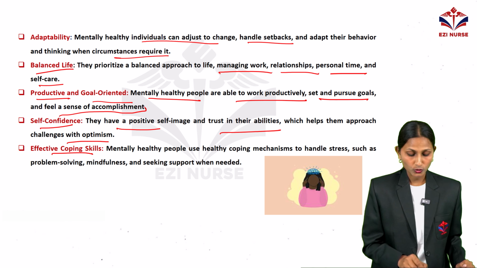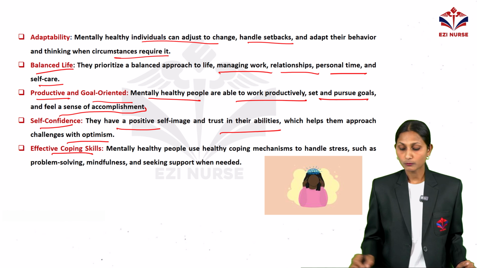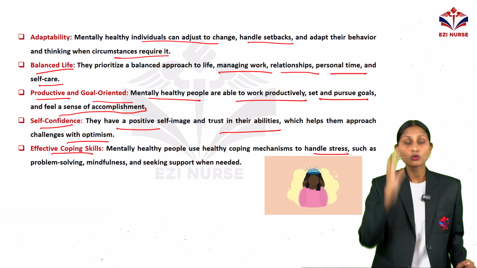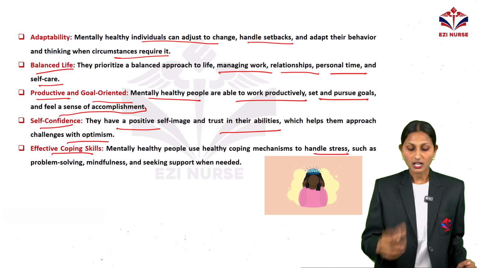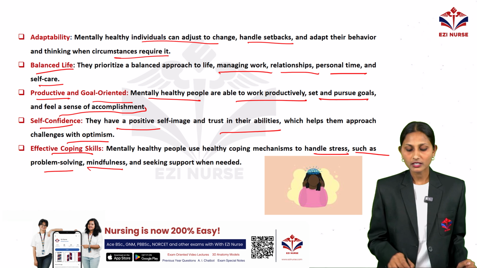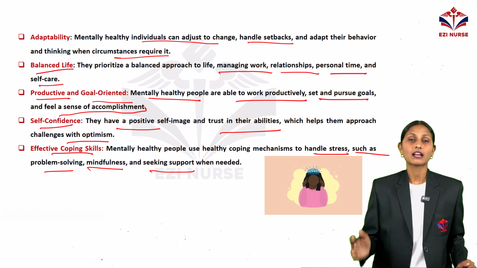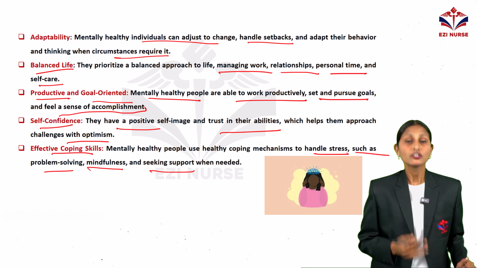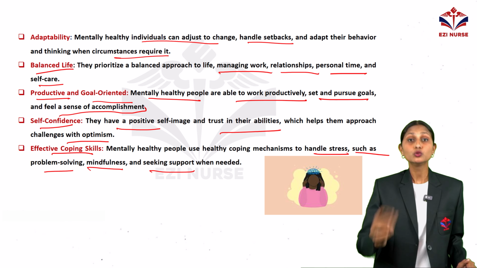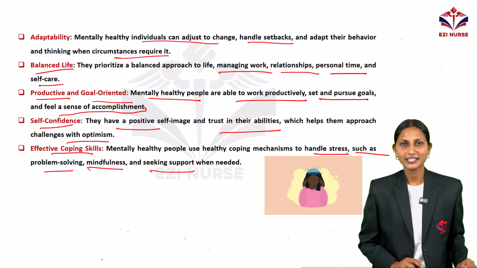Next one is effective coping skills. Mentally healthy people use healthy coping mechanisms to handle stress. Whatever stress comes in their life, they know how to face and deal with it, such as through problem solving, mindfulness and seeking support when needed. Whenever they face any problem, they will try to solve it on their own and use mindfulness. So these are all the characteristics of the mentally healthy person.